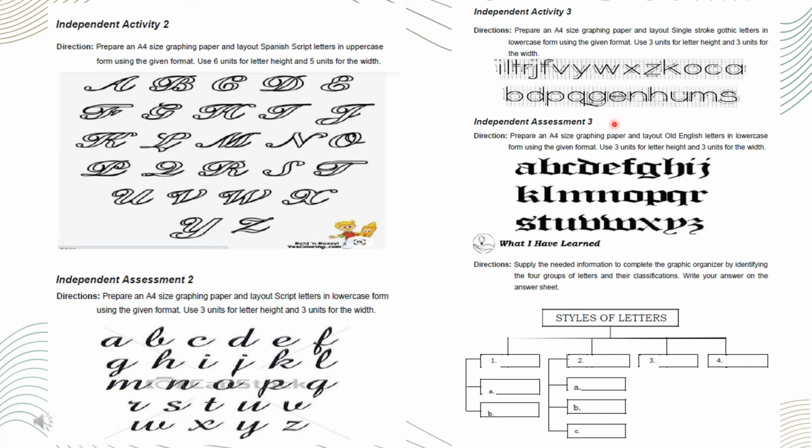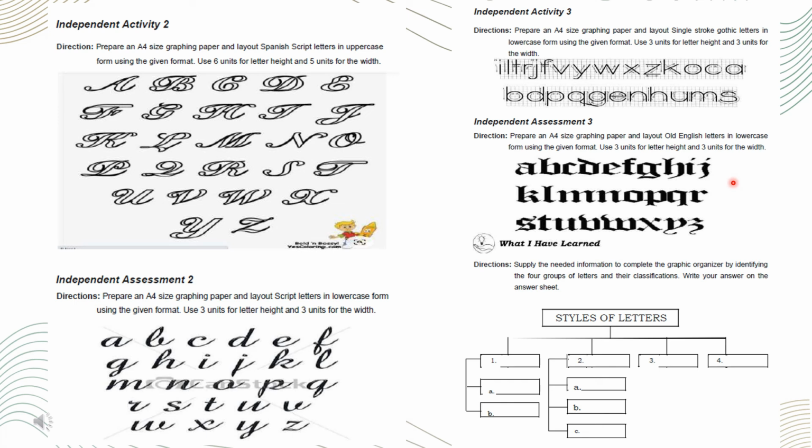Then, for the independent assessment 3, again in the A4 size graphing paper, you're going to copy this type of letters, the Old English letters, in lowercase form using 3 units or 3 squares for the height and 3 units or 3 squares for the width.